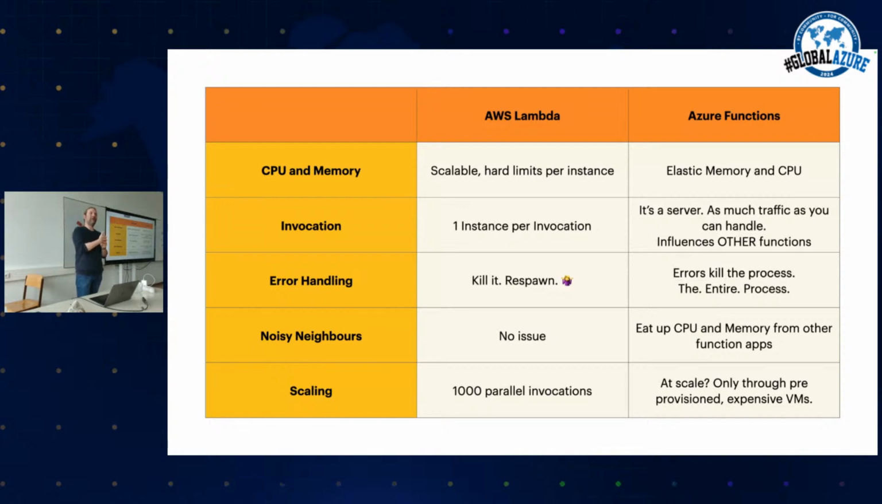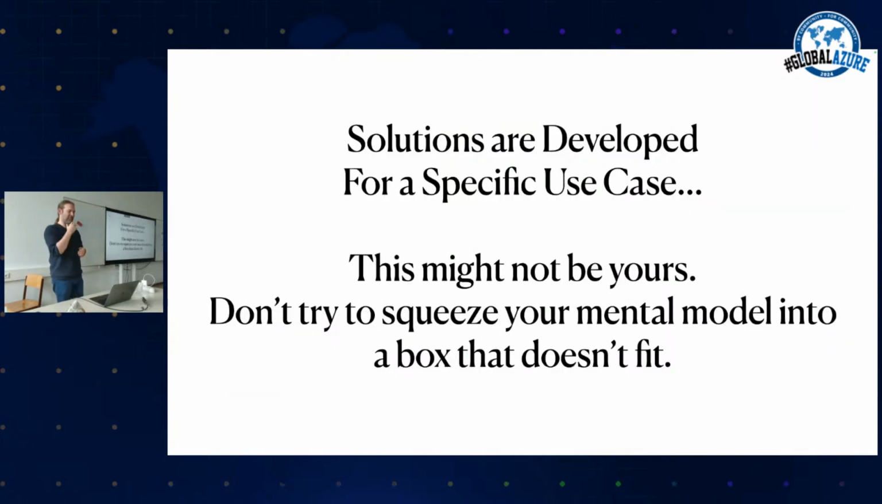So we were calculating around, let's say, I'm not allowed to say the exact dollars, so let's call it goofies. We were paying 20,000 goofies for a year on AWS Lambda. We were paying 40,000 goofies a month for Azure. So you can figure out yourself what a goofy is now in dollars or euros. And again, solutions are developed for a specific use case. We know that, and this might not be yours, and it was definitely not ours. So we were trying to fit our application model into that box that wasn't ours.